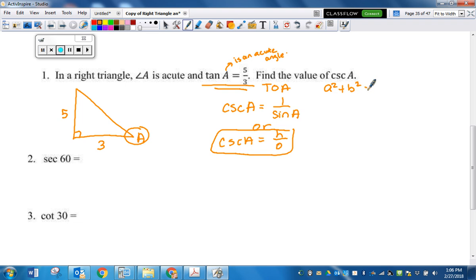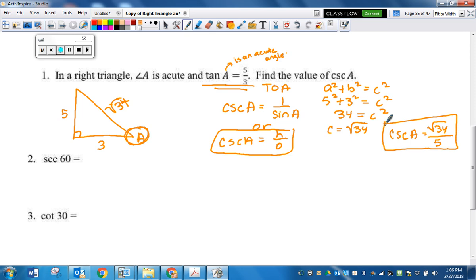So a squared plus b squared equals c squared, or 5 squared plus 3 squared equals c squared. 25 and 9 gives me 34 equals c squared. So c is equal to the square root of 34. Get rid of the negative because you're dealing with length. Here's my picture. I now have everything I need to answer this question. The final answer, cosecant of A, would equal hypotenuse, which is radical 34, over opposite, which is 5.